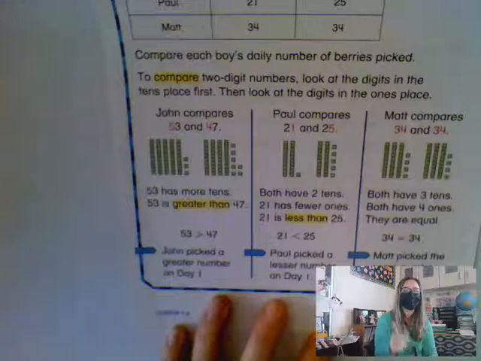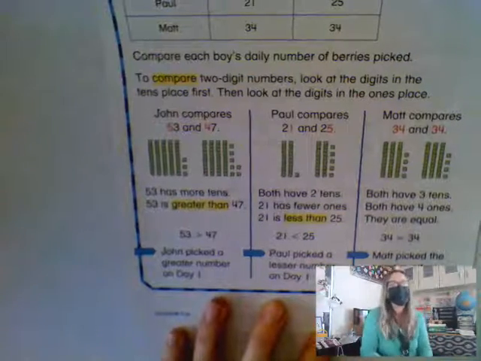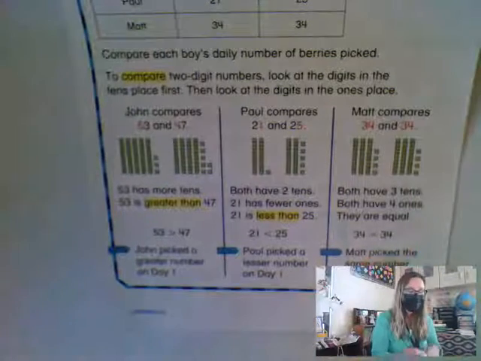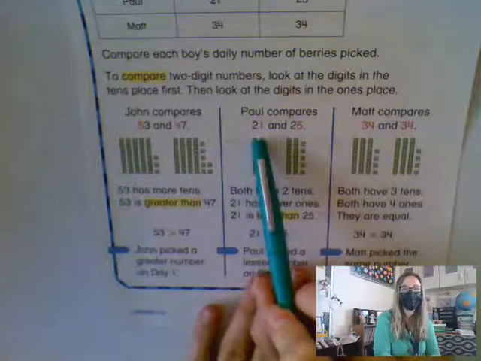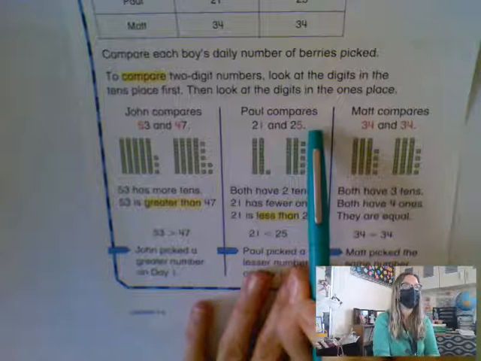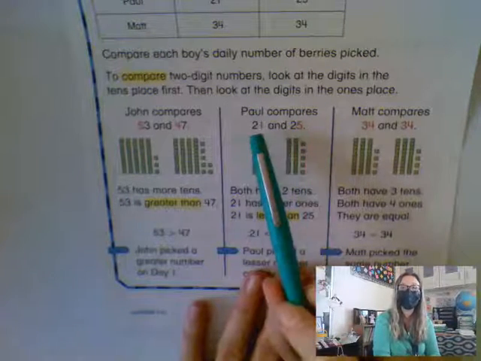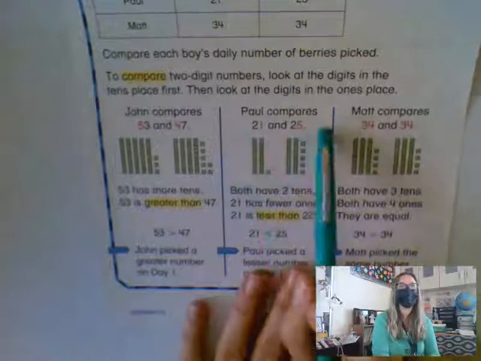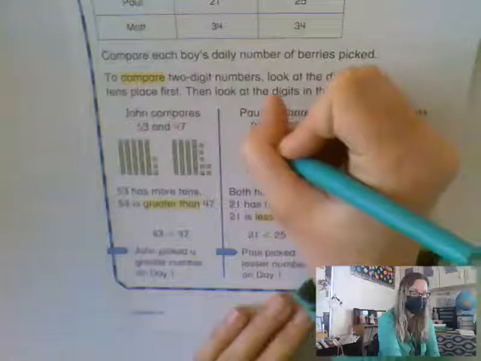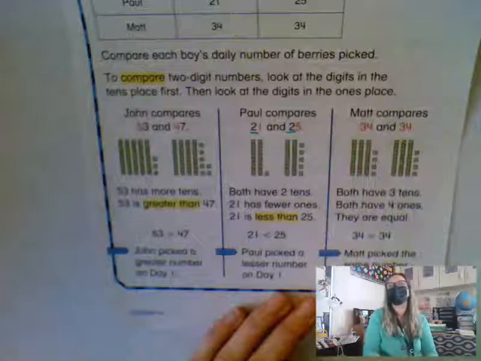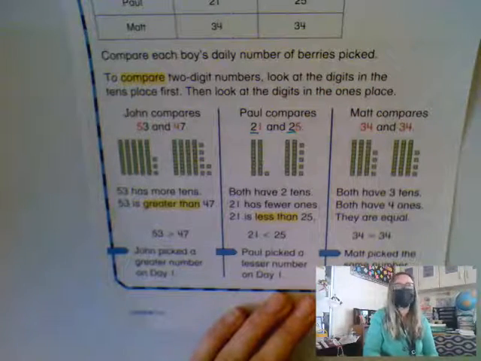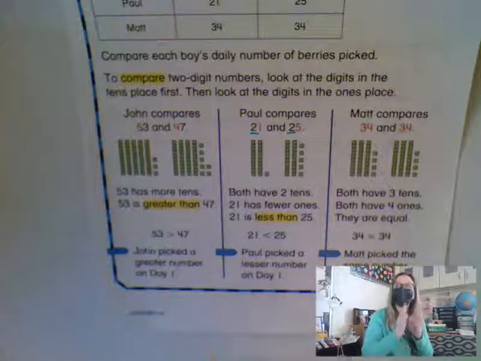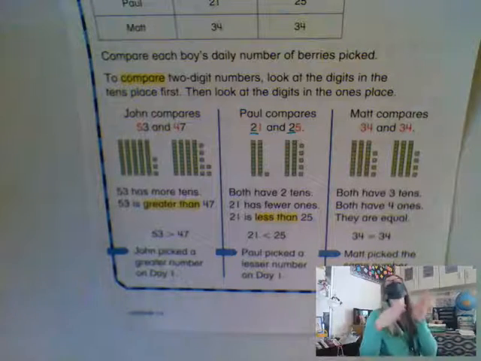Sure. All right. Now, let's look at Paul's 2 days worth of berry picking. On the first day, Paul picked 21 berries, and on the second day, he picked 25. Now, if we look at our tens place first, we run into a little bit of a problem. Both of Paul's days he picked in the 20s. So now, because our tens are the same, we'll go to the ones.